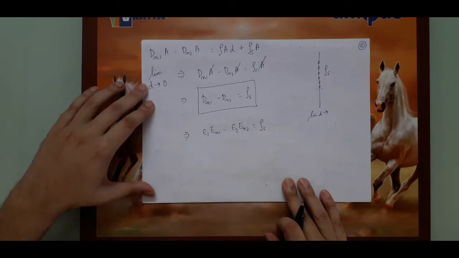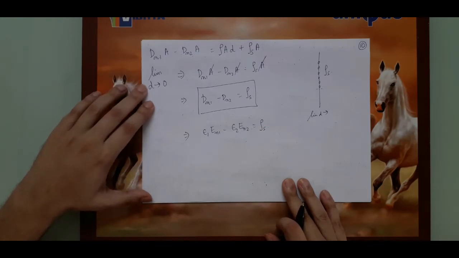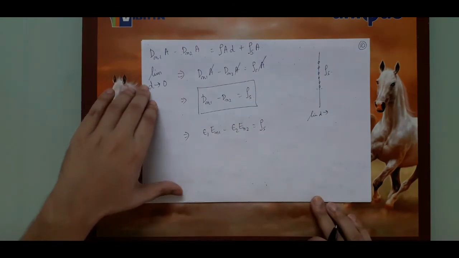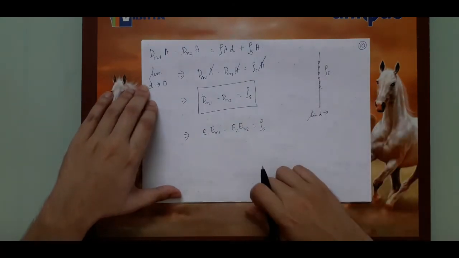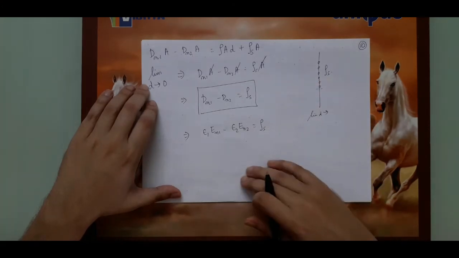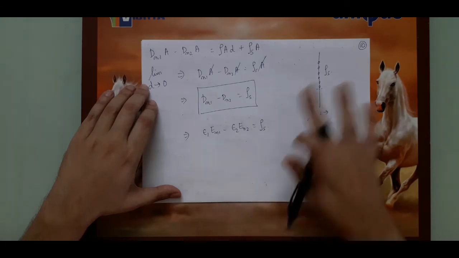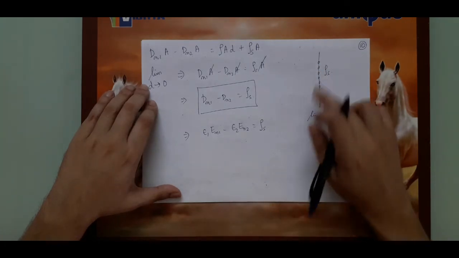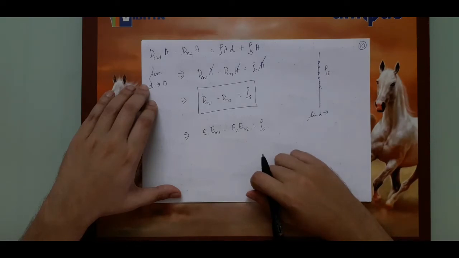Now let us look at this rho s a little bit more. Under what condition will rho s exist? Rho s will exist only when either of the two medium is a conductor, because charges in practice can only exist inside a conductor.